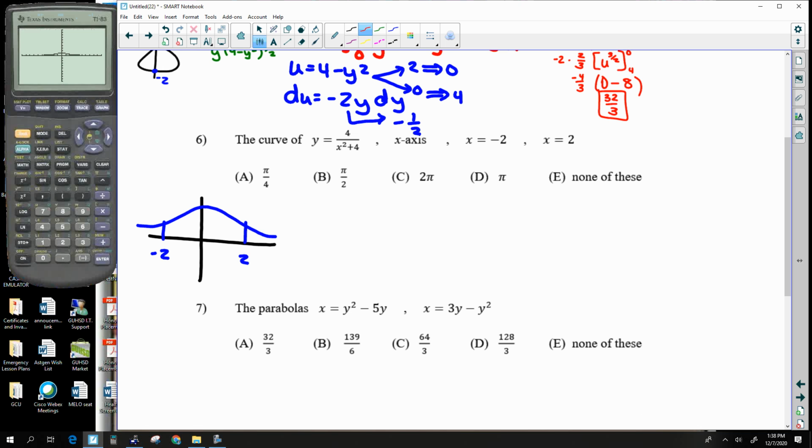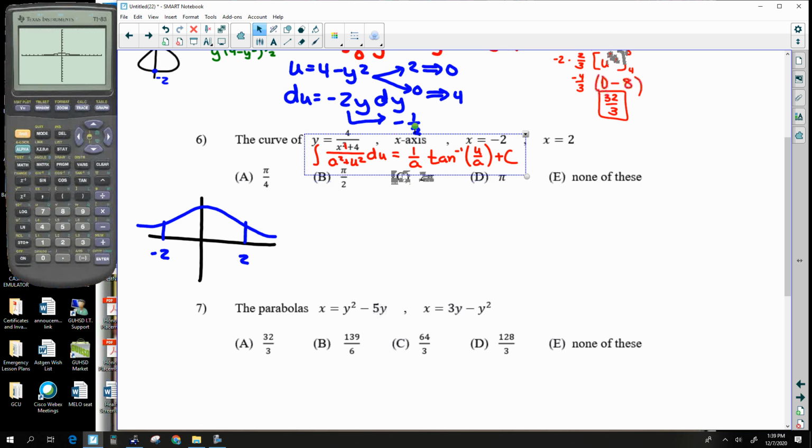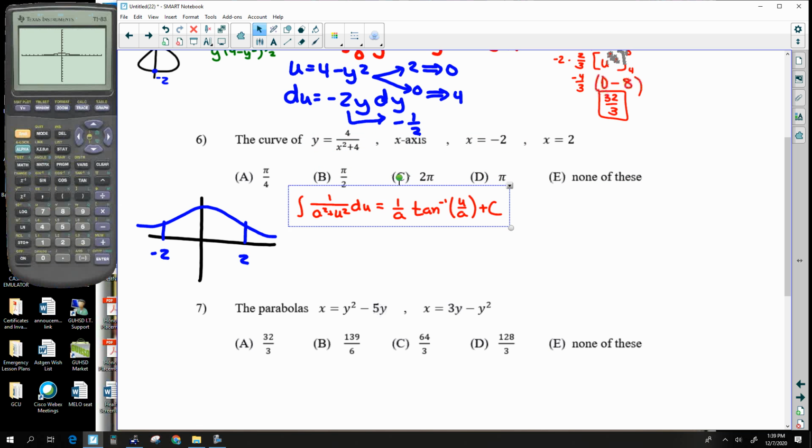is I need to take the derivative of the integral of 1 over a squared plus u squared du. That's what this is. And so this is going to be 1 over a inverse tangent of u over a plus c. But because this is a definite integral, we're not going to get the plus c. Okay, so we just kind of have to manipulate that bottom that is currently there.